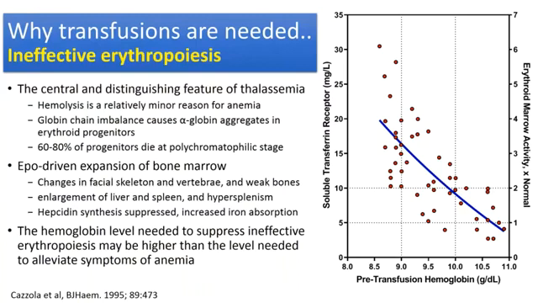And these factors have been studied extensively by Cazzola and colleagues in the 1990s, and the figure on the right shows the effect of the pre-transfusion hemoglobin. Down here, with the soluble transferrin receptor, which measures erythropoietic activity, and on the right, it tells us how many times normal marrow activity there is. And as the pre-transfusion hemoglobin level increases, there's a decrease in erythropoietic activity.